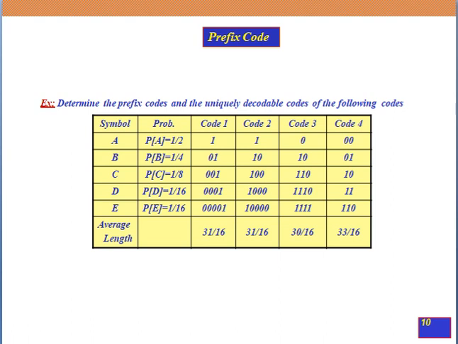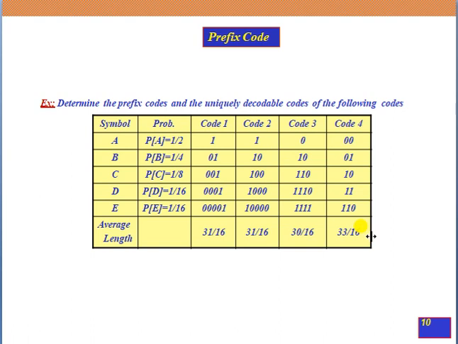The prefix code can be easily understood by this example. Probability is given as 1/2, 1/4, 1/8, 1/16, 1/16. Code would be say 1, 0, 1, 0, 0, 1, 0, 0, 1, 0, 0, 0, 1. What would be its average length? Code 2, code 3 and code 4, in a similar fashion it is decided. Its average lengths are 31/16, 30/16 and 33/16.